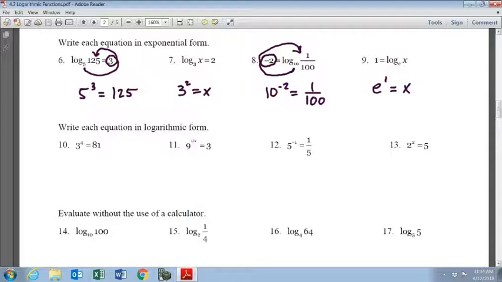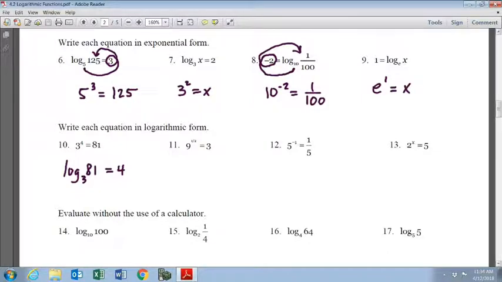Let's look at number 10. Now we're going from, it says write each equation in logarithmic form. So these are all exponential equations. So let's go ahead and write the word log. Our base is the 3. That's going to be our little guy. And the exponent goes all by itself. And the answer is 81. So it's log base 3 of 81 equals 4.